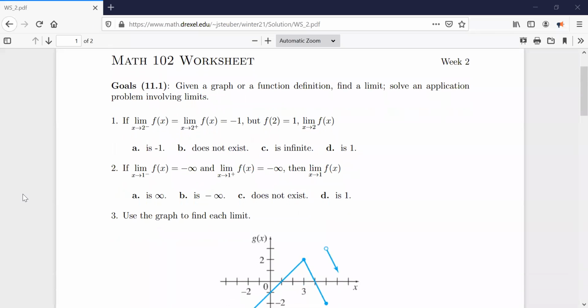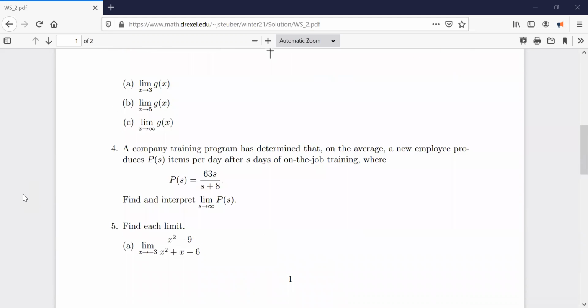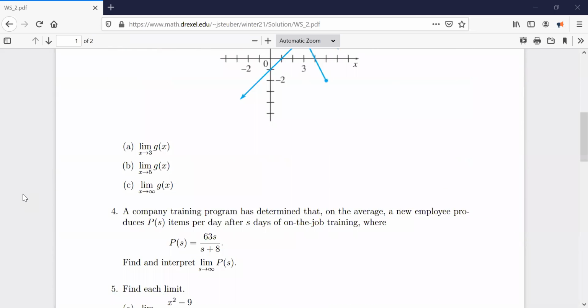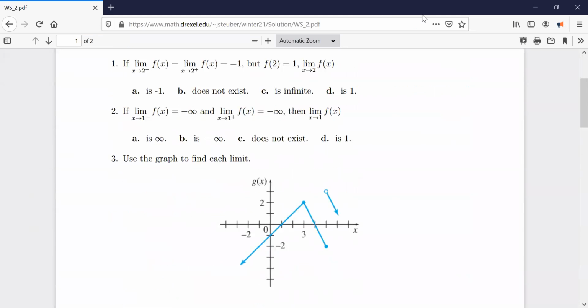I think this worksheet is going to be pretty quick. I don't think it's going to last the full 50 minutes. So, have people looked at it at all? Is there anything that people want me to start with? Okay, then I will go straight through.